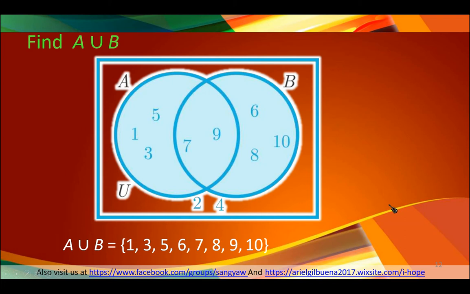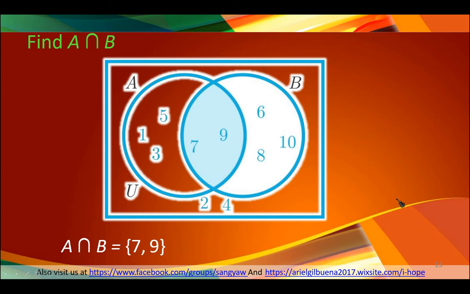So, isa-isayin natin. Ito yung A union B. Set A is a union of set B. Tingnan po natin na ang sagot po dyan ay 1, 3, 5, 6, 7, 8, 9, 10. Sir, paano po naging ganyan ang values ng set A union B? Kasi nga po, sila po yung lahat ng numbers sa loob ng bilog natin. So, 1, 3, 5, 6, 7, 8, 9, 10. So, that's the union. Alright?